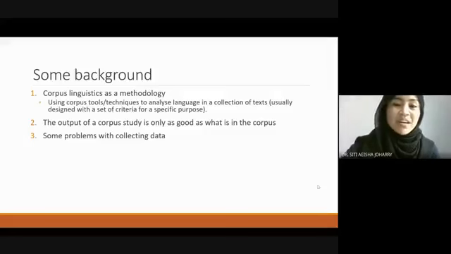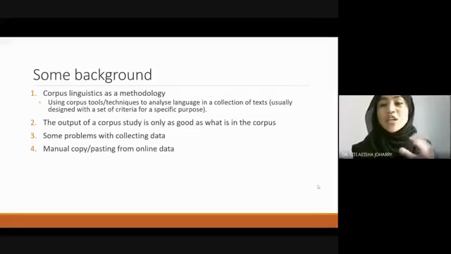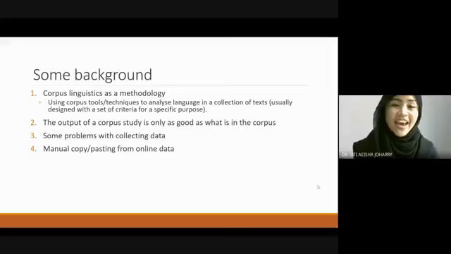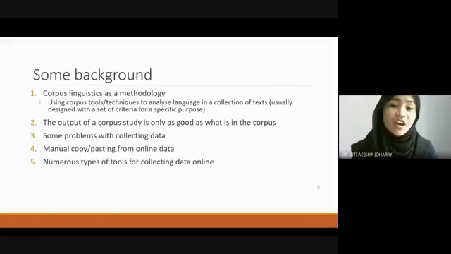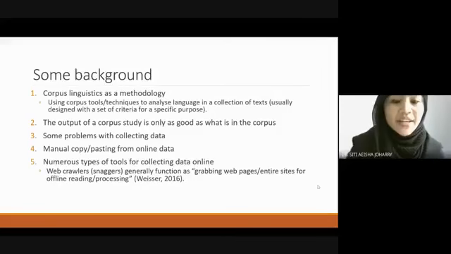Particularly in my presentation today, I'll be talking about web corpus, or the collection of data texts that you take online or from websites. And I don't know about you, for those of you who have tried this before, in the past I've been manually copy pasting these texts, and that's where I'm very delighted to share with you that there are numerous tools for collecting data online, and this is where Martin Wieser's website is useful.